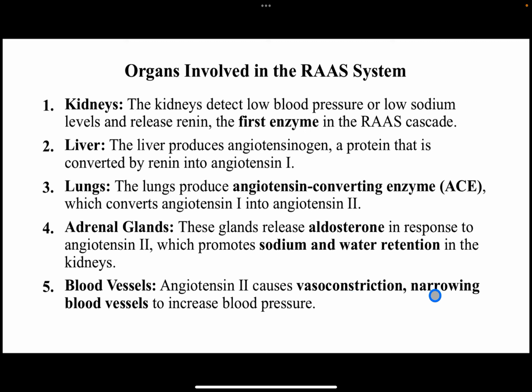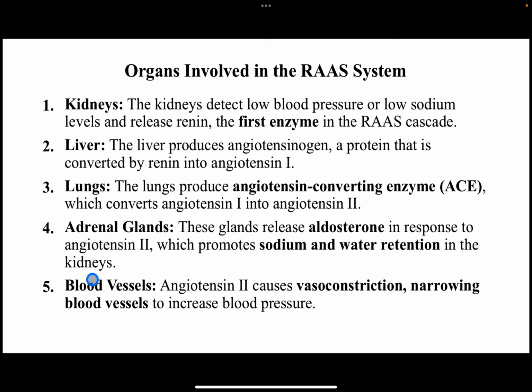Okay, it will narrow blood vessels, and that would also what? Increase systemic vascular resistance, which would help to increase your blood pressure. This is what we call the renin-angiotensin-aldosterone system. So the organs involved are the kidneys, the liver, the lungs, the adrenal glands, and the blood vessels.